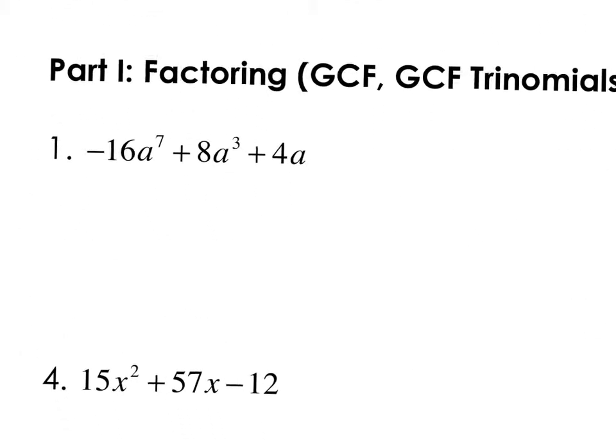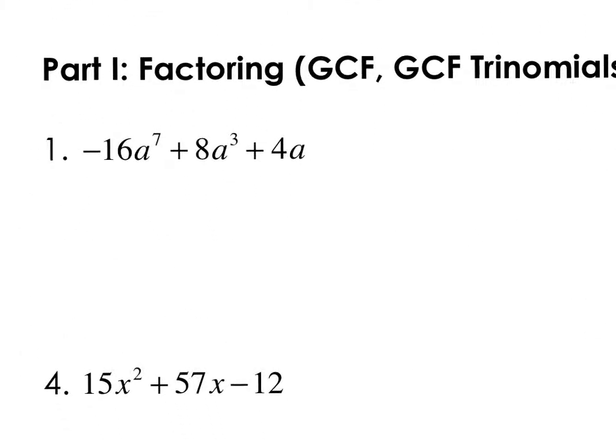So factoring, we always want to look for, is there a greatest common factor first? In this one, we've got negative 16a to the 7th, 8a to the 3rd, and 4a. Well, the largest number that goes into negative 16, 8, and 4 is going to be 4. Now, if the first term is negative, your greatest common factor is going to be negative. So I'm going to take out a negative 4.